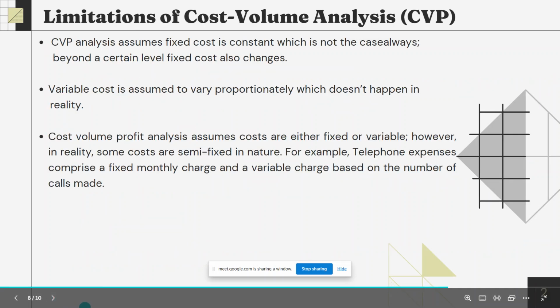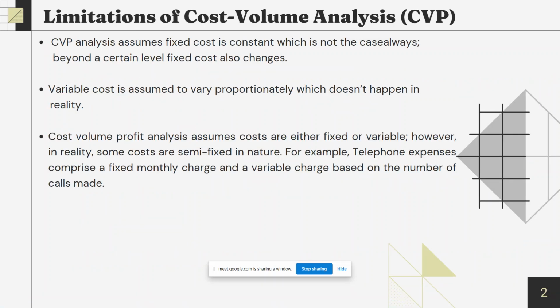Next slide. Limitations of cost volume analysis. CVP analysis assumes fixed cost is constant, which is not the case always. Beyond a certain level, fixed cost also changes. Variable cost is assumed to vary proportionately, which doesn't happen in reality. Cost volume profit analysis assumes costs are either fixed or variable. However, in reality, some costs are semi-fixed in nature. For example, telephone expenses comprise a fixed monthly charge and variable charge based on the number of calls made.